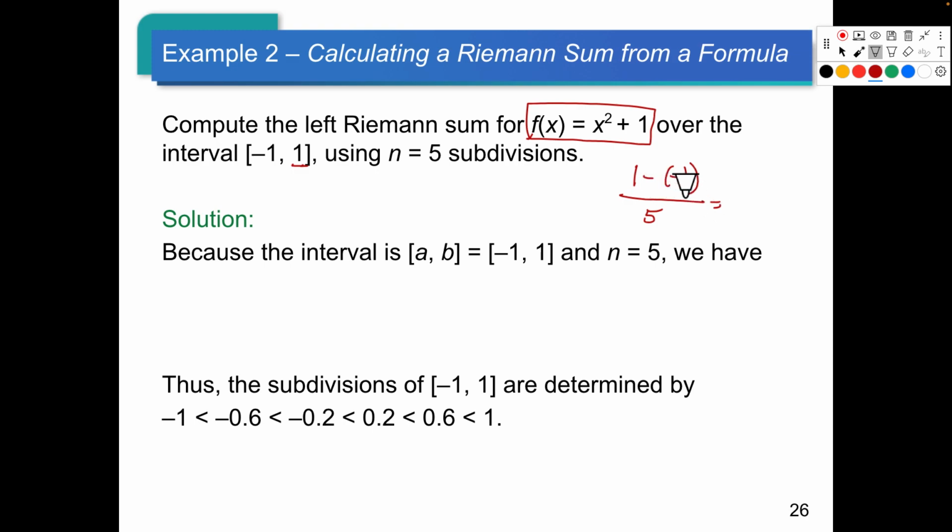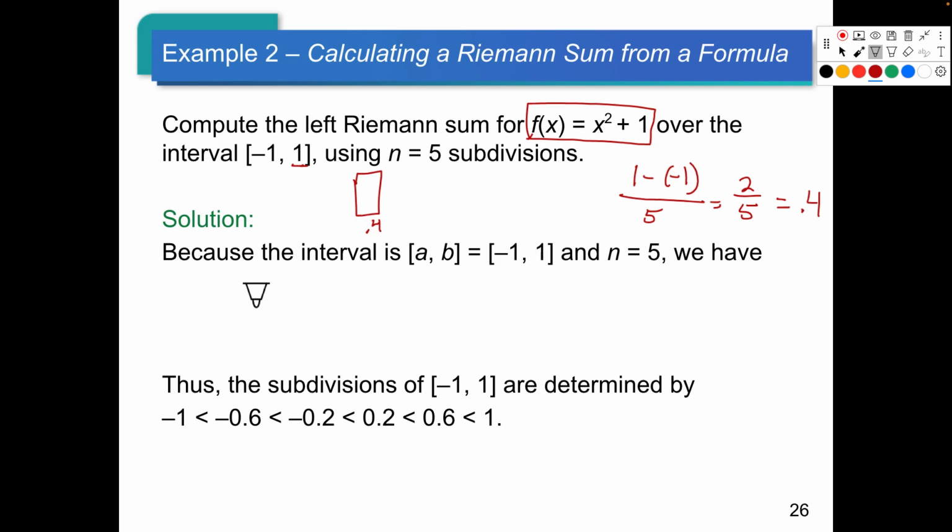So 1 plus 1 is 2. 2 divided by 5 is 0.4. Okay? So each subdivision, each base is going to be 0.4. Its length is going to be 0.4. So we'll come up here and we'll say whatever rectangle we're having, all of them have a base of 0.4.